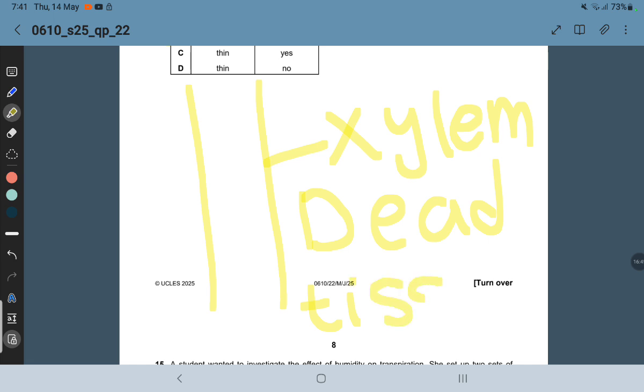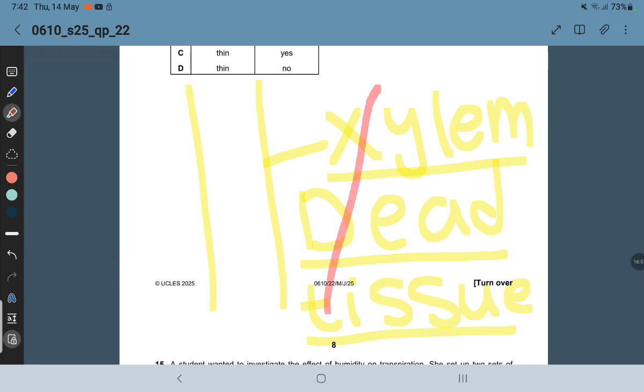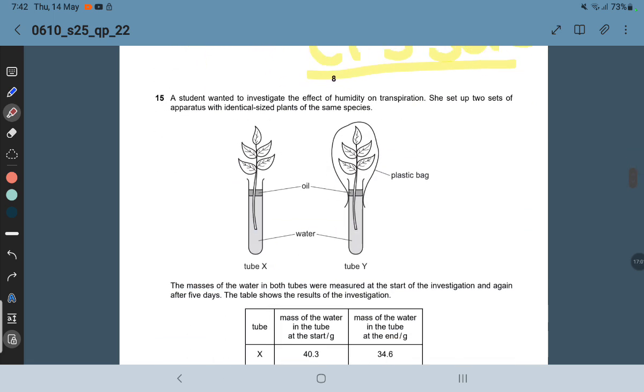It's a dead tissue. Remember that part. Xylem is a dead tissue. Now moving on to the next question.